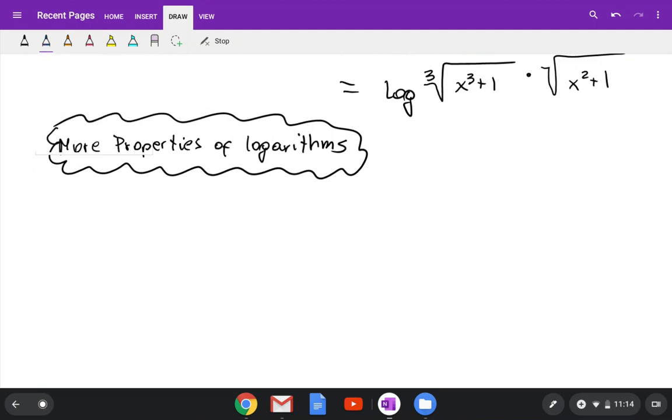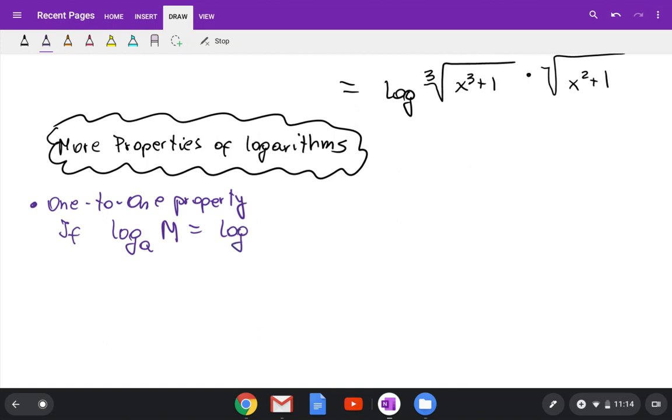the one-to-one property. You apply the one-to-one property with exponents, and we're going to do the same thing with logs. If logarithm of base a of m is the same as logarithm of base a of n, what that means is that this expression has to be the same as this expression. Then m is equal to n.